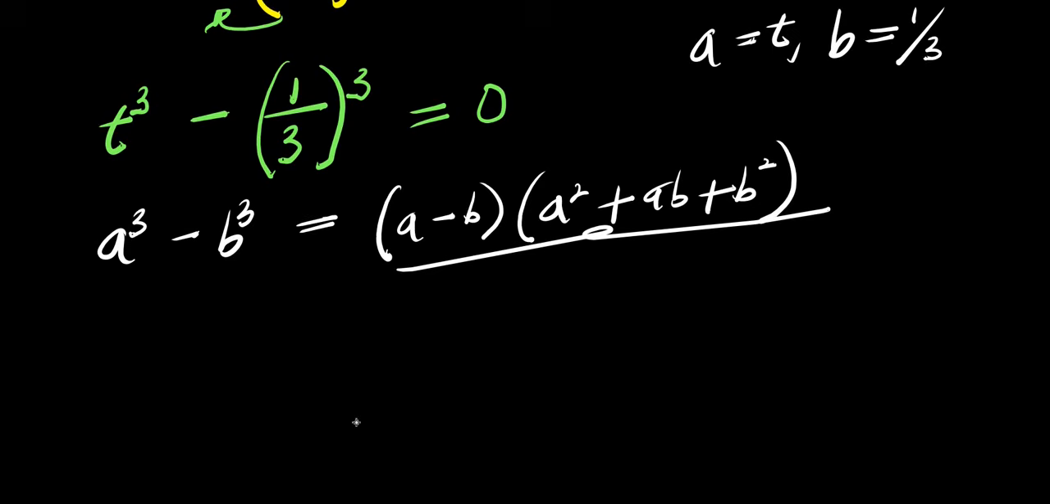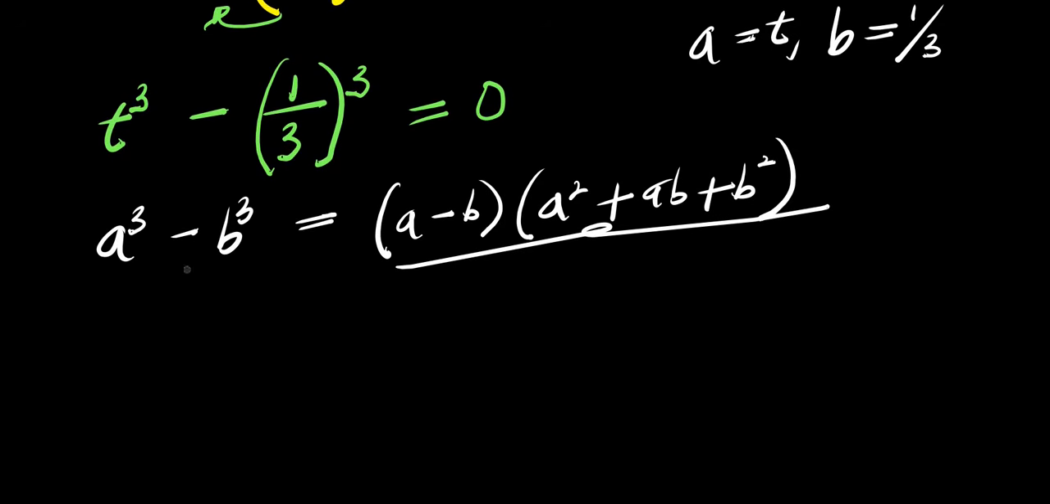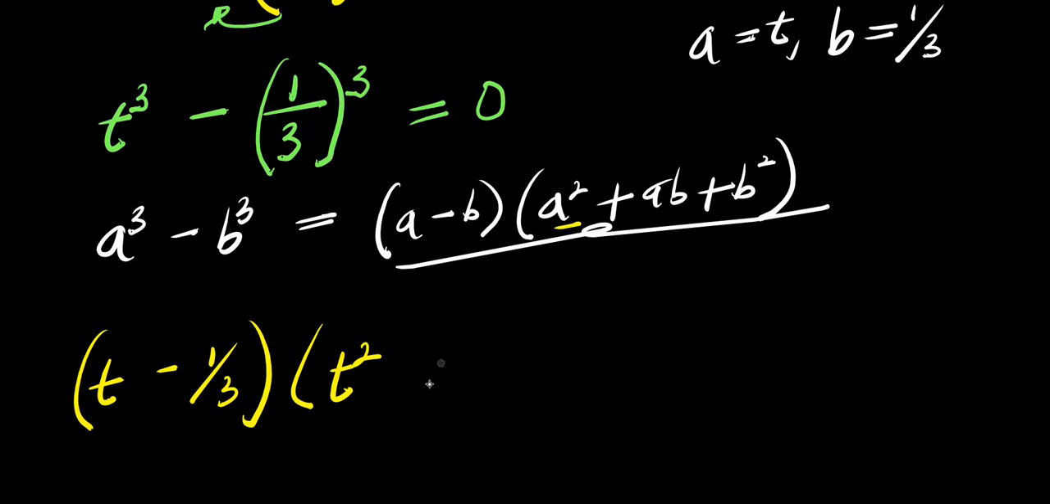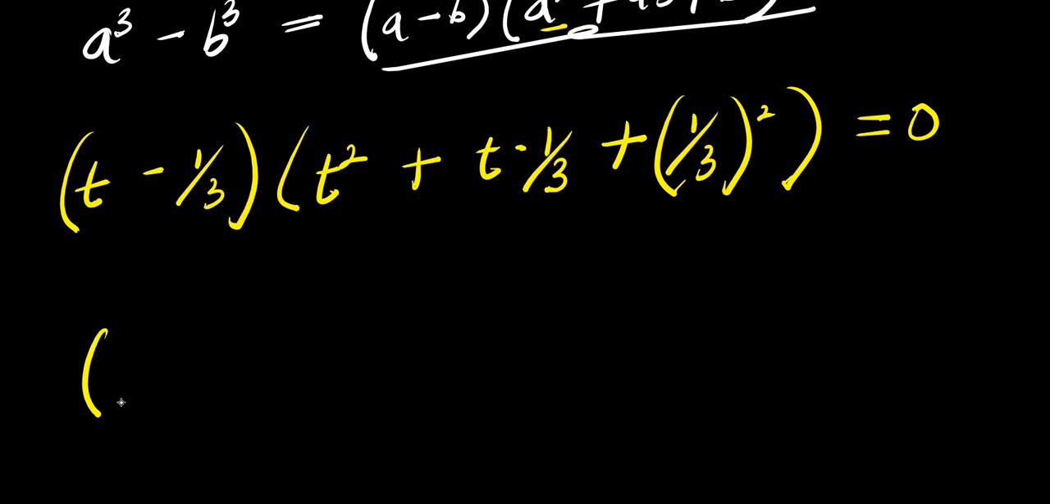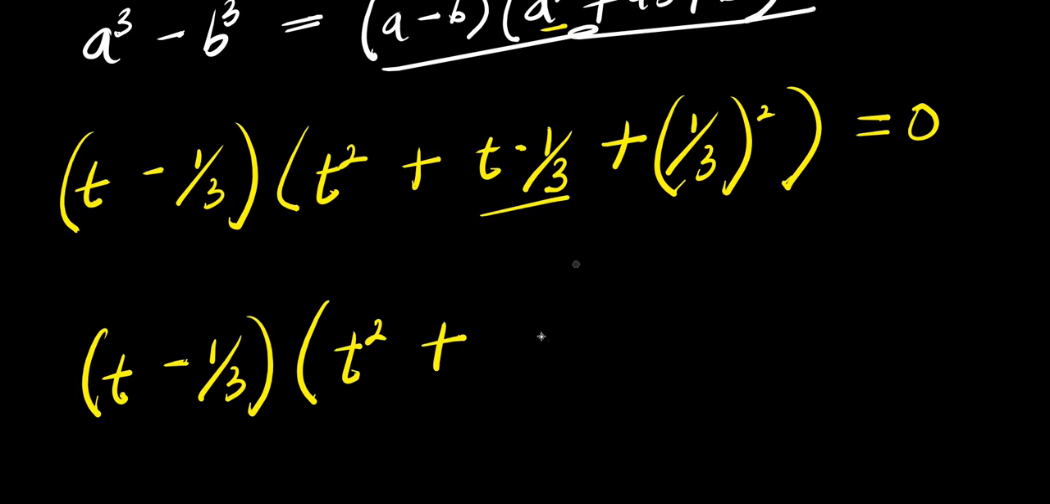We are simply going to have, for a minus b, we have t minus 1 over 3 times a squared. That will be t to the power 2 plus ab, that is t times 1 over 3 plus b squared, that is 1 over 3 to the power of 2, and this equals 0. So from here, we are simply going to have t minus 1 over 3 times this is t squared plus this multiplies this is t over 3 plus here we can have 1 to the power 2, that is 1 divided by 3 to the power 2, that is 9, and this equals 0.